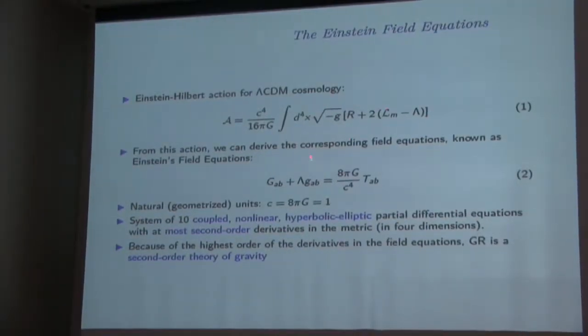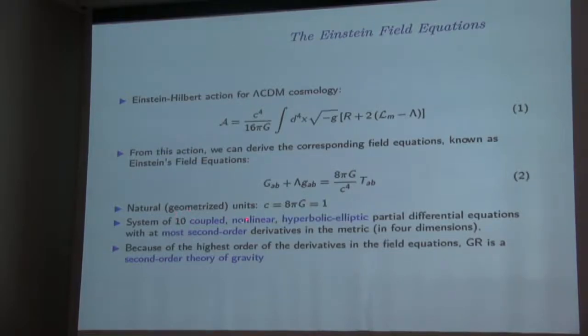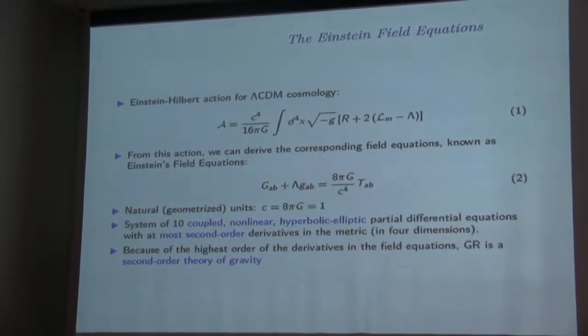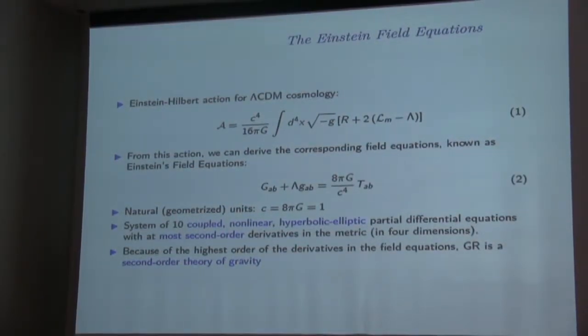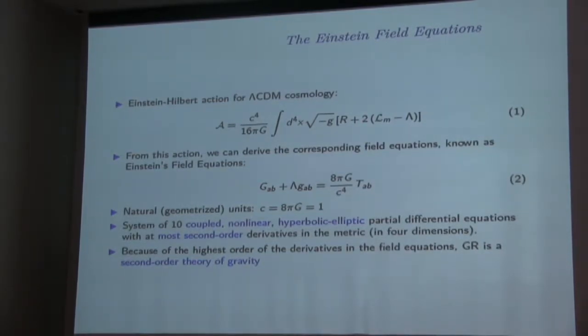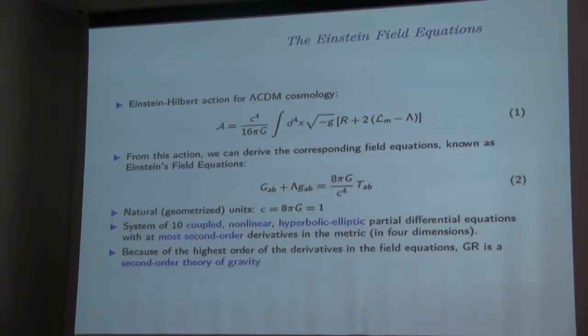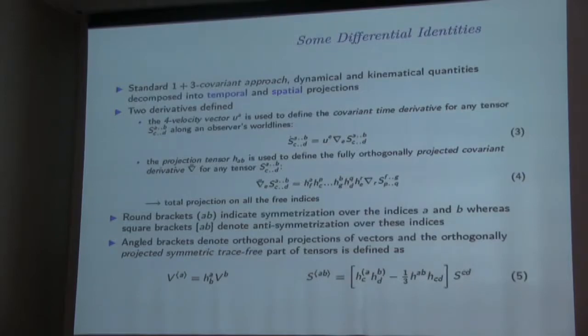So we know that these equations are a system of 10 coupled nonlinear hyperbolic-elliptic partial differential equations, and because these equations have at most second order derivatives in the metric, GR is usually referred to as a second order theory of gravitation.